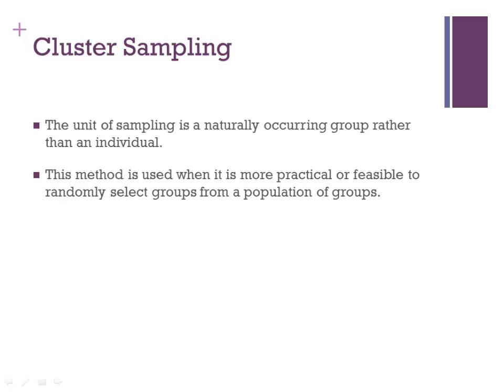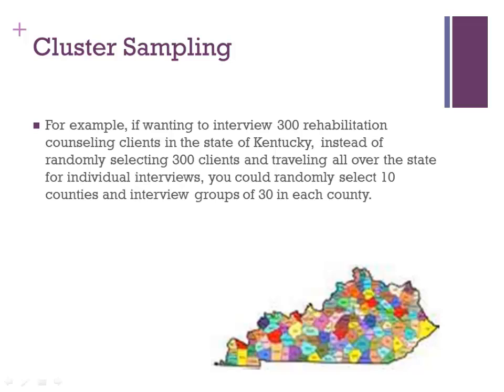And then finally, cluster sampling, where the unit of sampling is a naturally occurring group rather than an individual. And it can be a geographic group or a school or something like that, but it's a naturally occurring group rather than a single person. We still do random selection, but we use this method when it's more practical or feasible to select groups from a population of groups than individuals. And let's look at an example of when that might be the case.